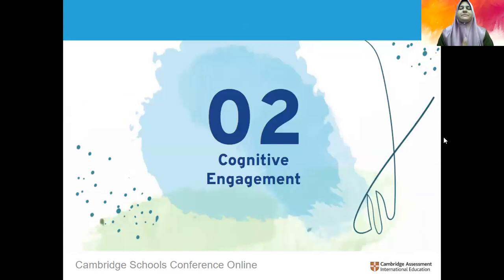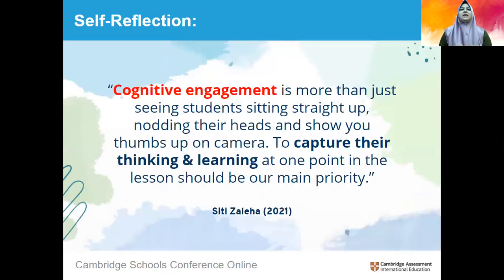So now we go to the first part of engagement, and I will start with cognitive engagement. Based on my own reflection, this is what I would like to share with all of you. Cognitive engagement is more than just seeing students sitting straight up, nodding their heads, and showing you thumbs up on camera. To capture their thinking and learning at one point in the lesson should be our main priority. And this can be done easily in the classroom because we can see them, because we can have our resources ready, because we can check, we can move around, but we can't do all of this now when we are in the online learning setup.